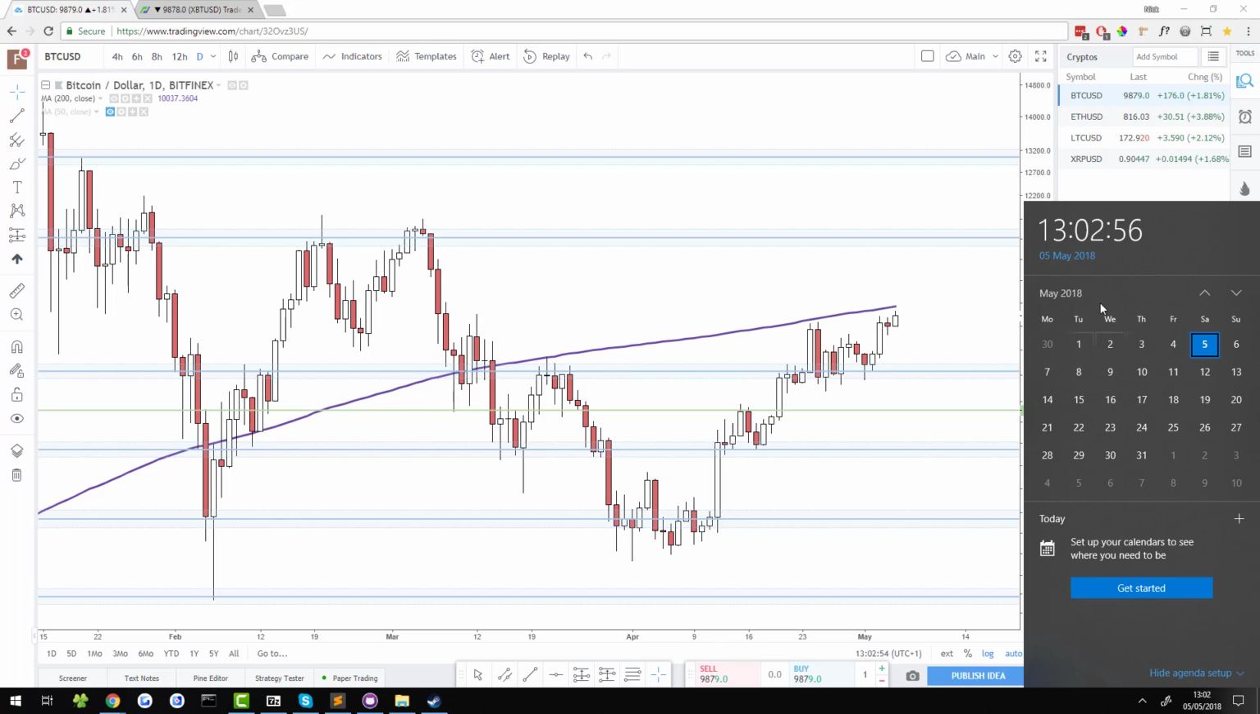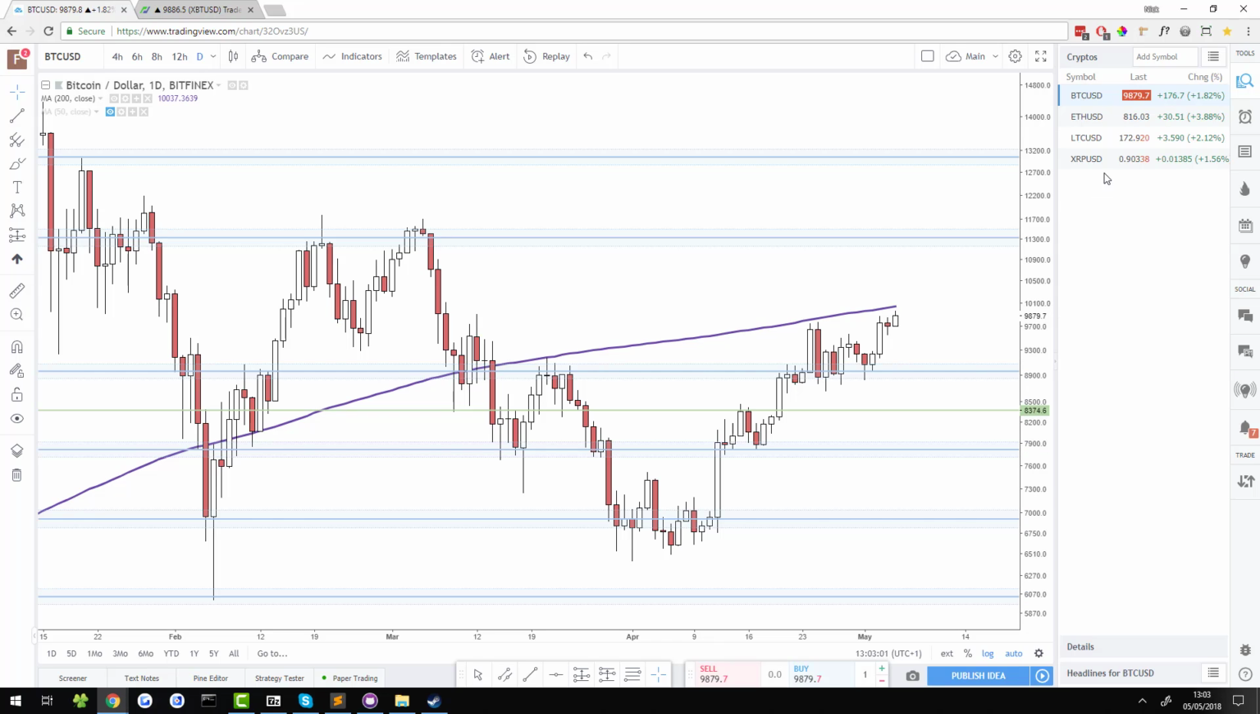Today is Saturday, the 5th of May 2018, and the time is 13:03 here in the UK. You're looking at a BTC USD daily chart. In today's analysis, we're going to be looking for price action setups on these four pairs: BTC USD, Ether USD, Litecoin USD, and Ripple USD. So let's get started. All right, so BTC USD is finally starting to head up.